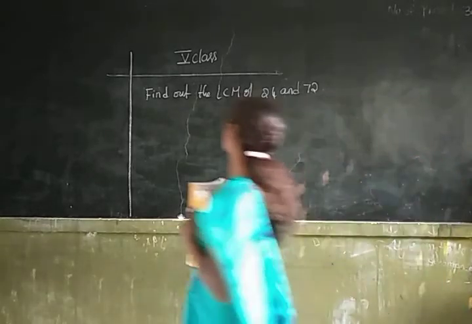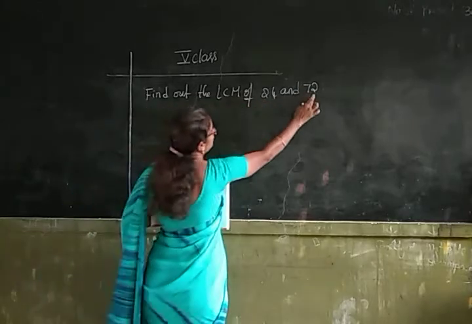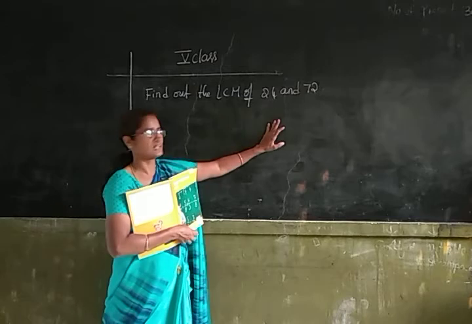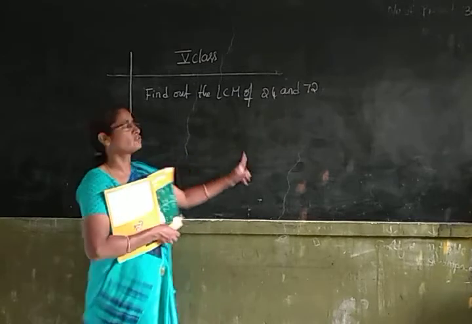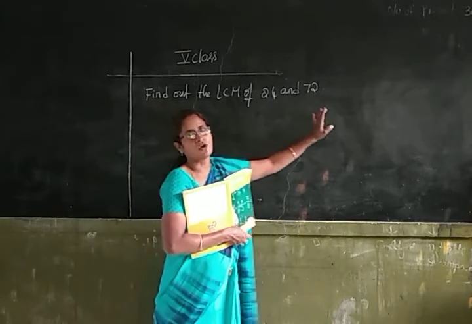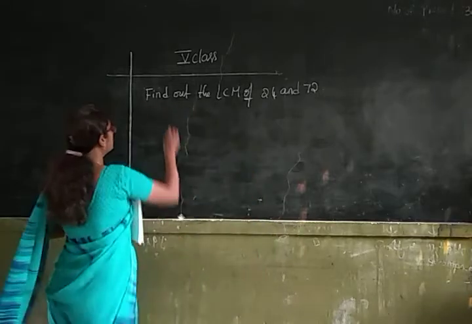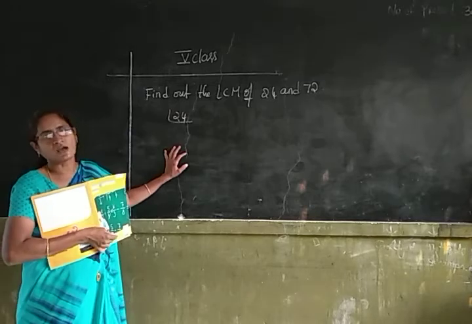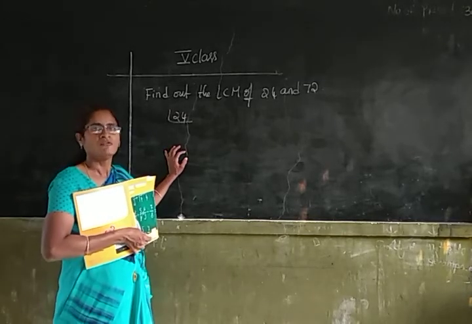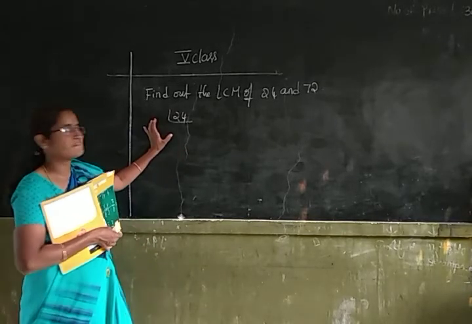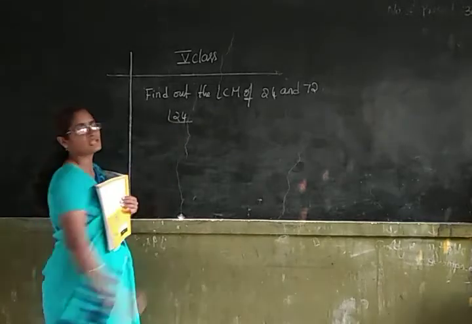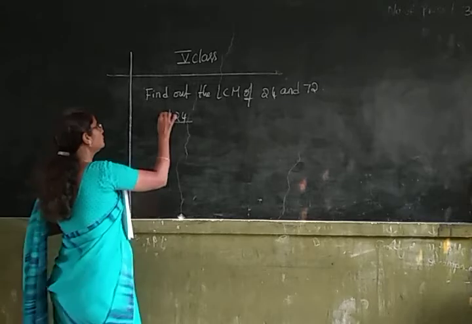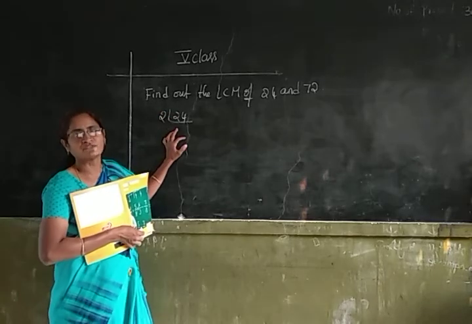For that, we have to find out the prime factors of 24 and 72. First, let us find out the prime factors of 24. You have already learned how to find prime factors in your 4th class. In which table do we find 24? You can find 24 in the 2 table.